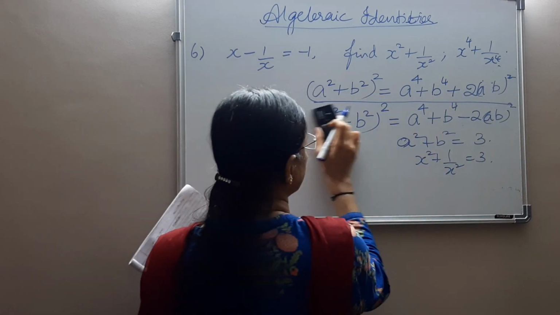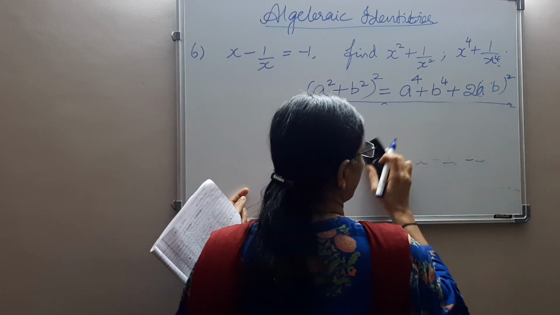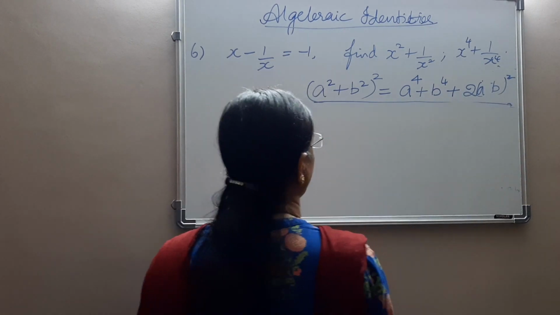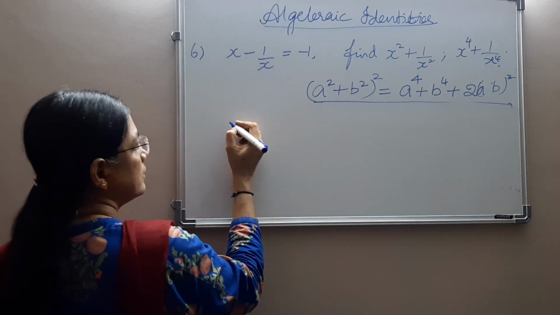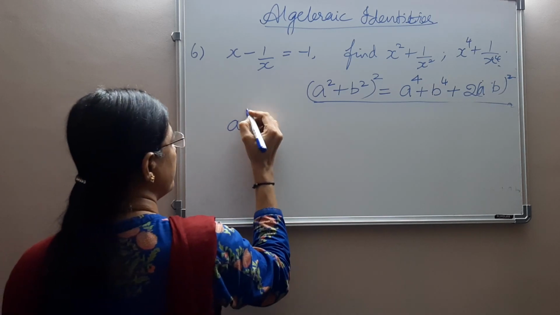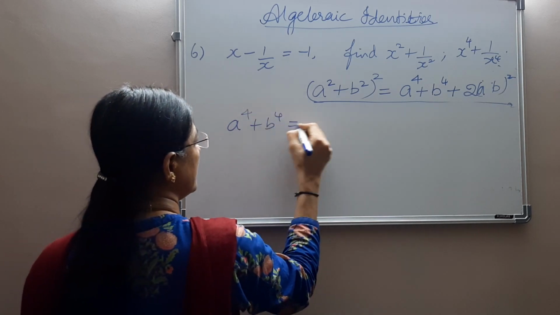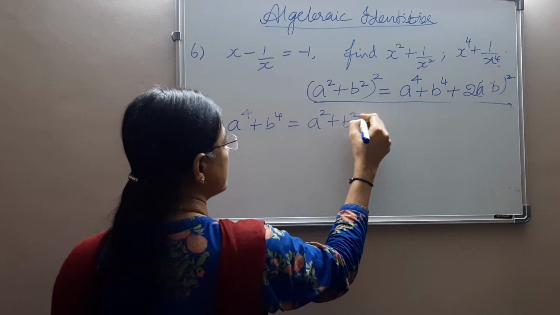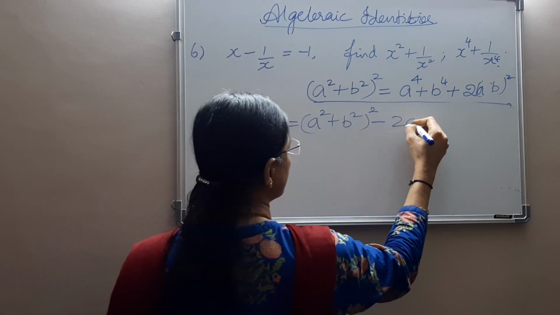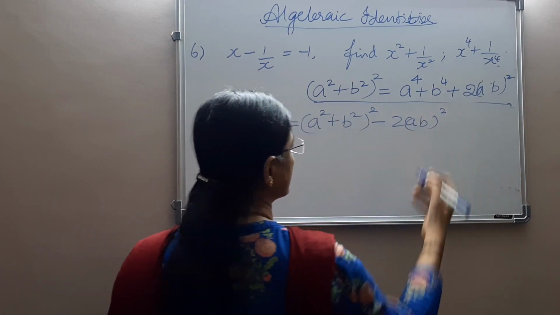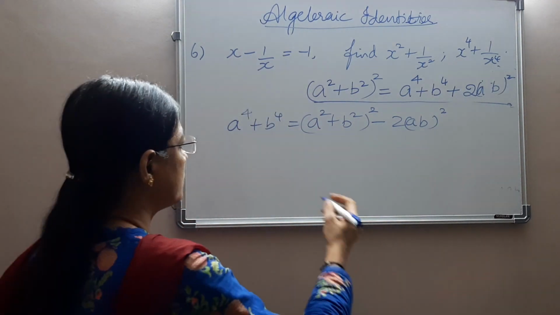Do you understand? So this is not needed, we take that formula. Now, from this, a power 4 plus b power 4 is equal to a squared plus b squared the whole squared minus 2ab the whole square, isn't it? So this is what we need to get.